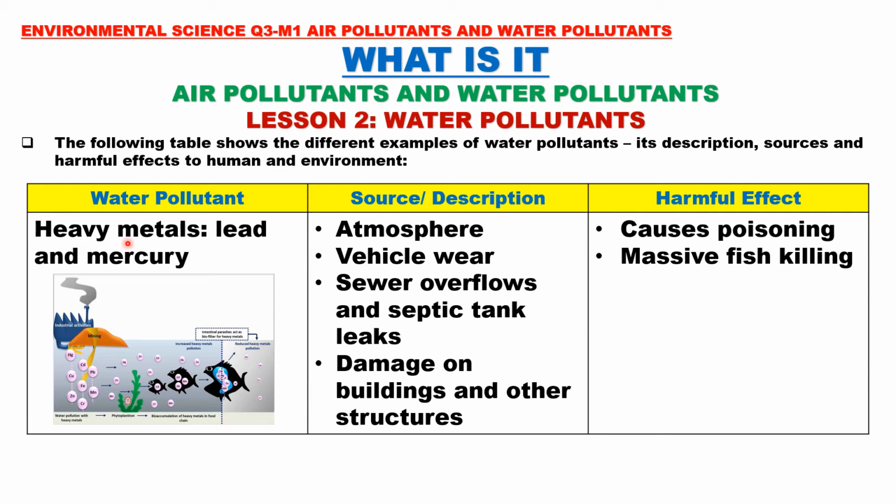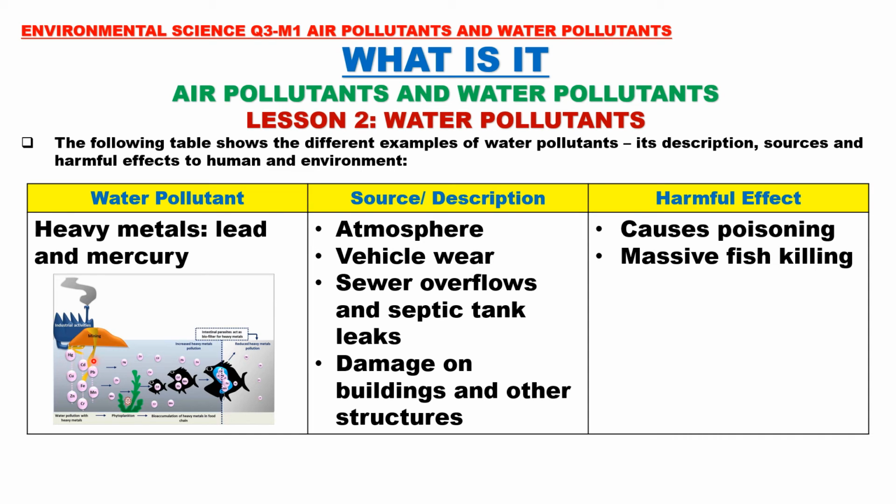Next, we have heavy metals such as lead and mercury. Sources: the atmosphere, vehicle wear, sewer overflows, and septic tank leaks, damage on buildings and other structures. Harmful effect: it causes poisoning and massive fish killing. And this is called biomagnification.